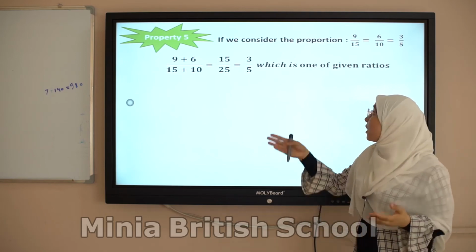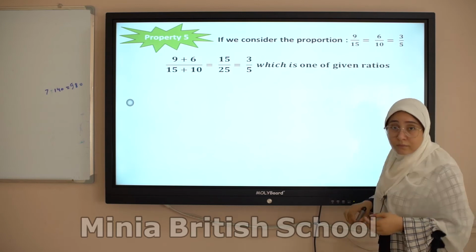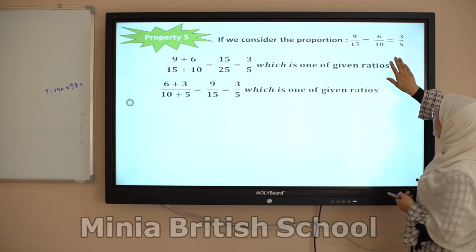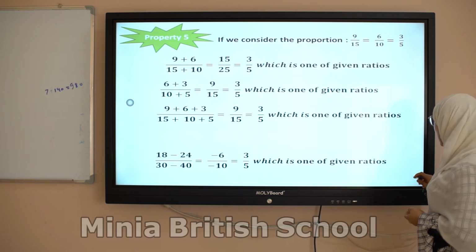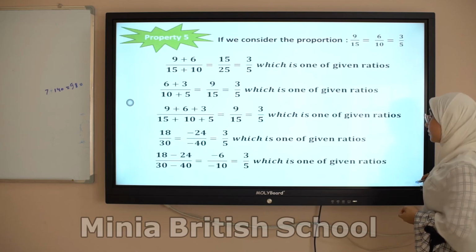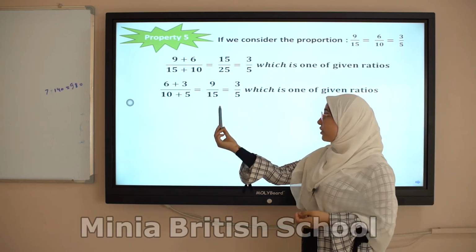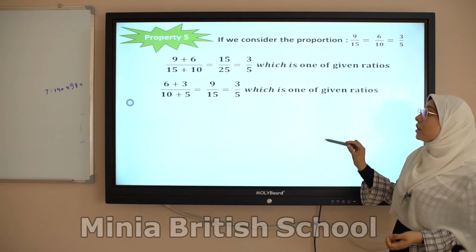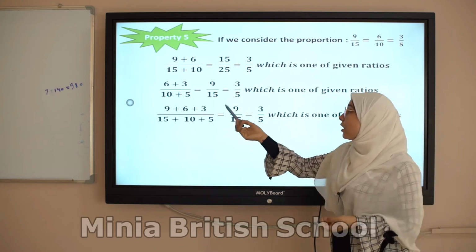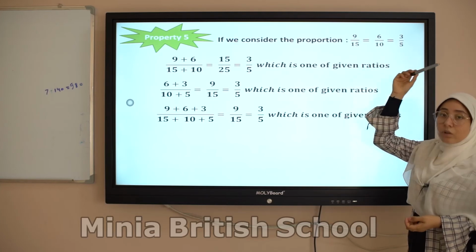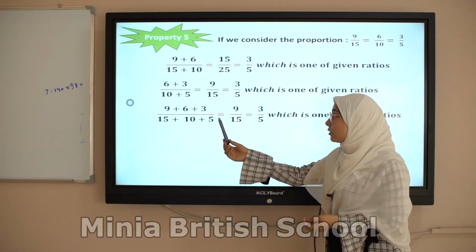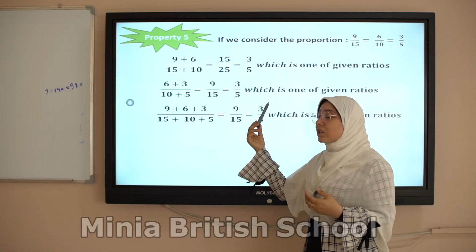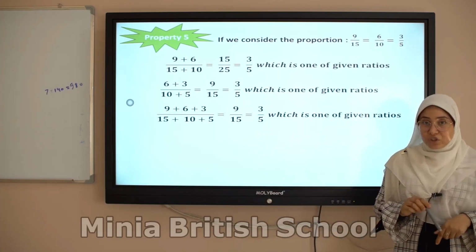3 over 5, which is one of the given ratios. Also, if I add the antecedent and consequent of the last two ratios here, we get 9 over 15 equals 3 over 5, which is one of the given ratios also. But if I add the antecedent and consequent of each ratio, we get (9 plus 6 plus 3) over (15 plus 10 plus 5). We get 9 over 15 equals 3 over 5, which is also one of the given ratios.